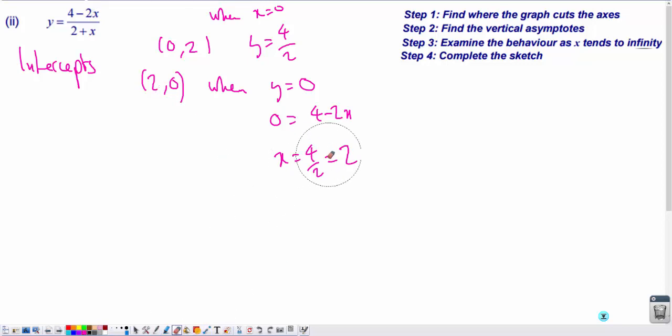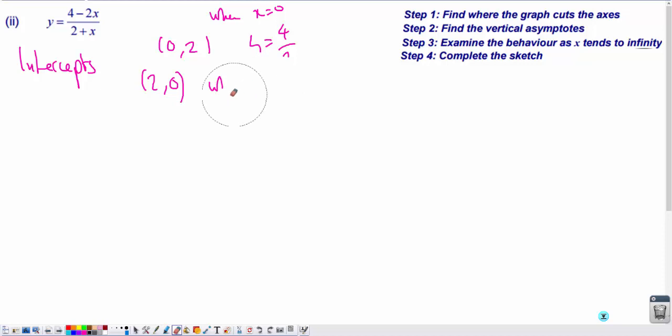Okay. All right. So those are my intersection points. I've got 2 intersection points this time. I'm going to get rid of that.